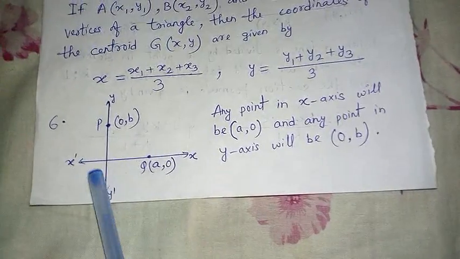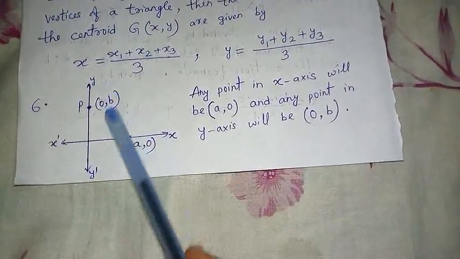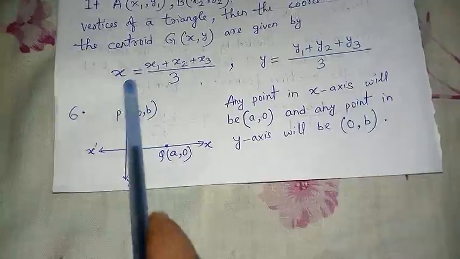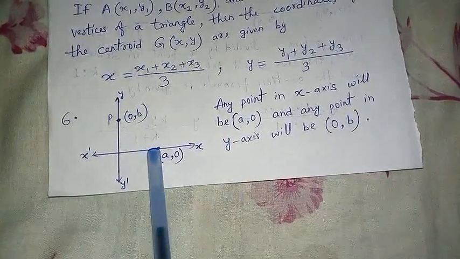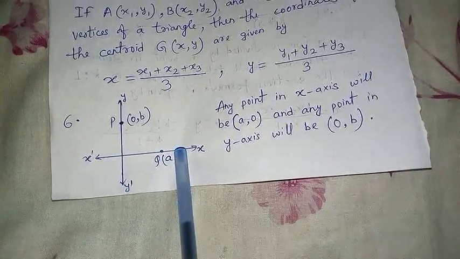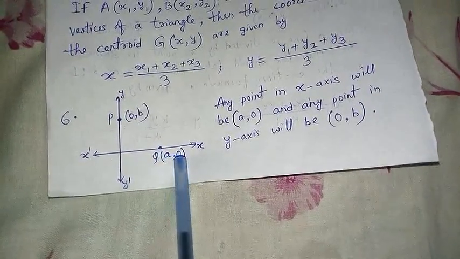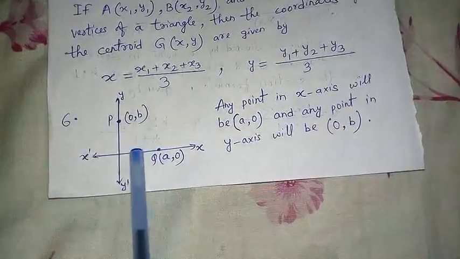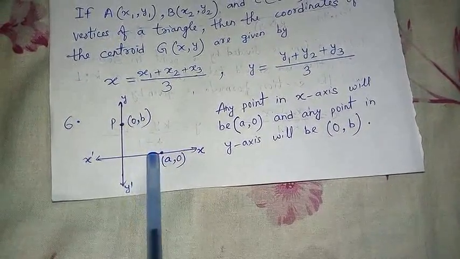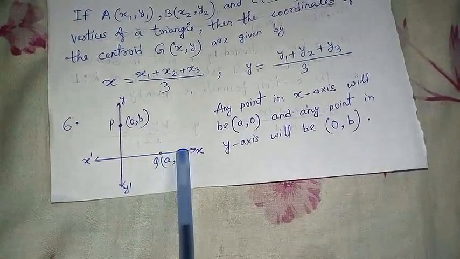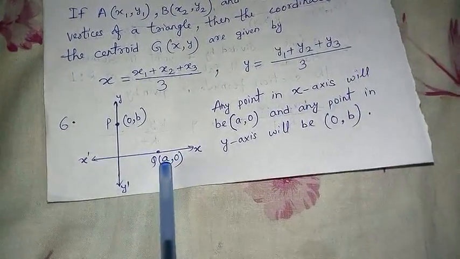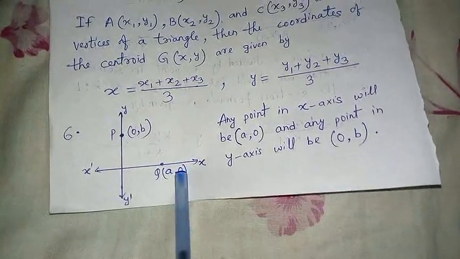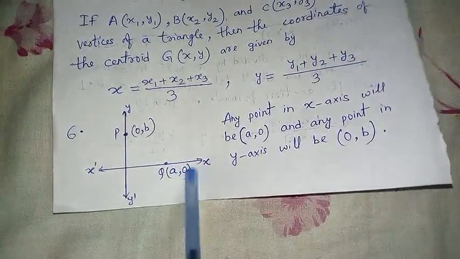One more thing, this is not a formula, but this is one of the knowledge we should have. Suppose you know this is x axis, this is y axis, y dash, x dash. Now it is said any point at x axis, the first value is known but second value is always 0. Like I can say here is 1 comma 0, here is 2 comma 0, here is 3 comma 0, here is 4 comma 0, here minus 1 comma 0. That means second value is always 0. That means abscissa will be something, but ordinate will be always 0 in x axis.